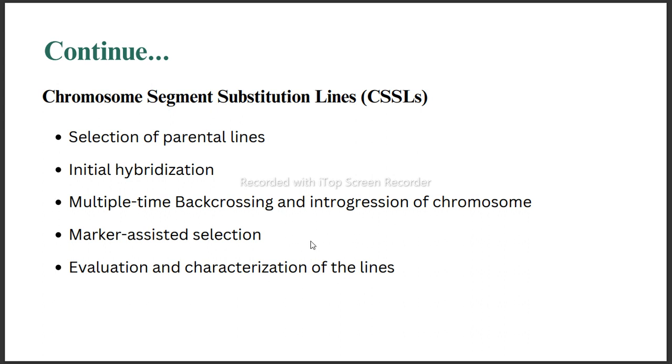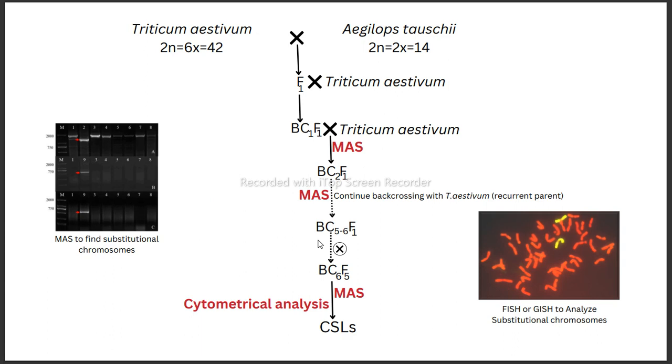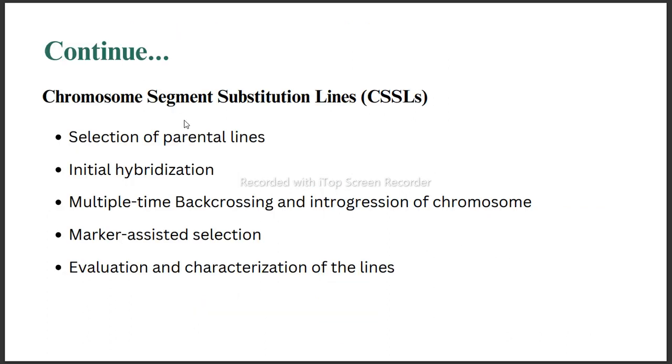Here we are not performing cytometrical analysis, cytogenetics techniques. Why? This is the question. Why are we not performing these cytogenetics techniques which we have performed here? Because in this methodology, we were developing chromosomal substitution lines. Entire chromosomes were being substituted. But here we need to transfer only segments, not complete chromosomes.